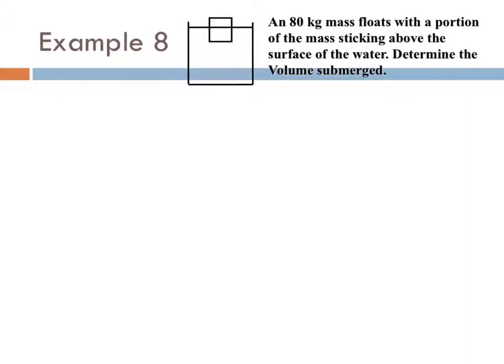Now this example does a little bit more calculations. It says an 80 kilogram mass floats with a portion of the mass sticking above the surface of the water. Determine the volume submerged. Now, again, we know it's sitting at the top, so our buoyant force is going to be equal to our mass times gravity. So rho g v is equal to mg. Now remember that if we are talking about water in this case, our density of water is simply 1,000, and we already know gravity, so we can determine what our volume is.